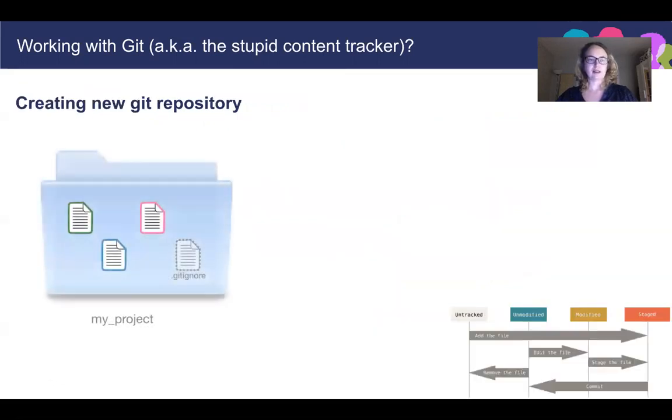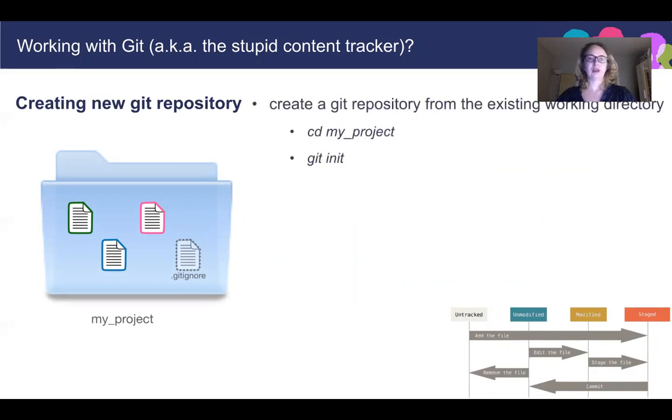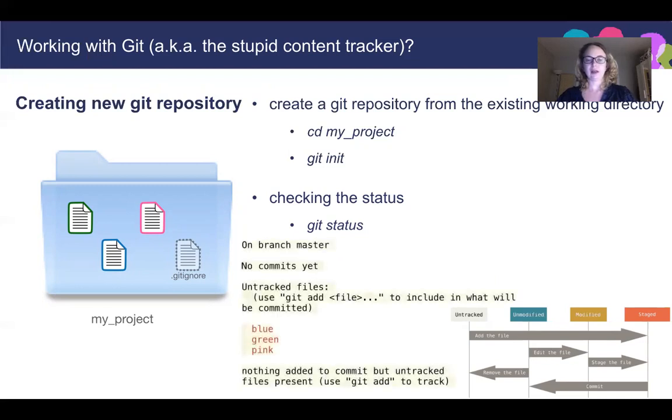So let's get started. Let's start from your working directory with your project that already has some files. In order to create a Git repository, you have to explicitly ask Git to initialize it by calling git init. And one important command that we'll be using a lot is git status. It basically tells you the status of your repository. And right now, it will give you this information.